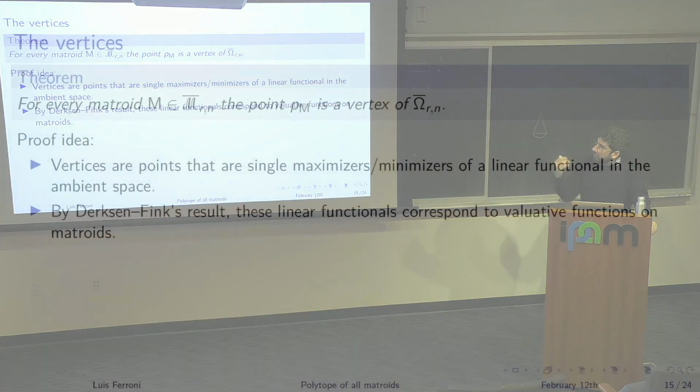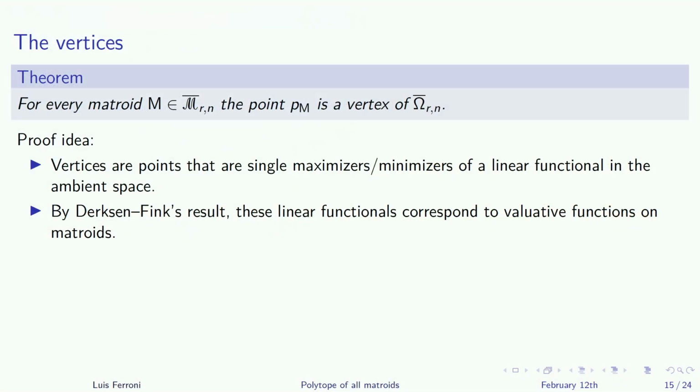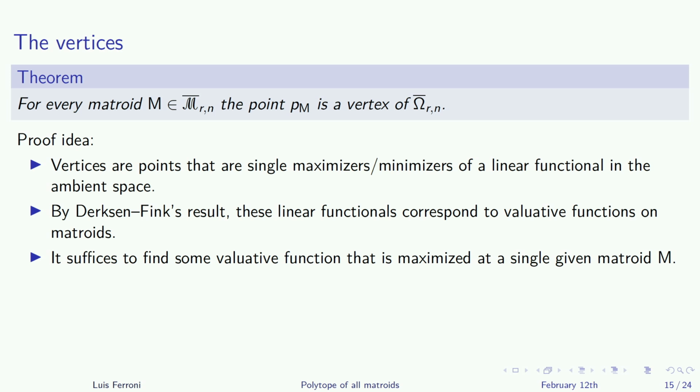By Derksen and Fink's result, the linear functions on the ambient space of omega bar Rn are precisely the valuative functions. So if I want to prove that something is a vertex in the labeled polytope omega bar Rn, you give me a matroid, and I have to cook up some valuative function that is maximized only at your matroid.